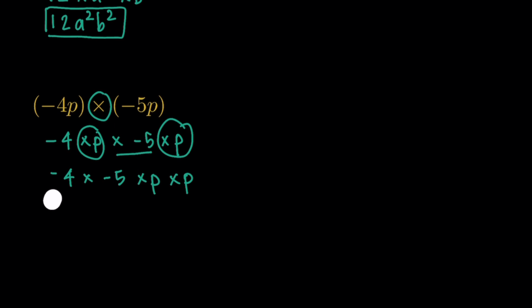So the first bit is negative 4 times negative 5. So this gives me positive 20, and times p times p, which is p squared. And the final answer should not have the times sign, so we can rewrite 20 times p squared as 20p squared.